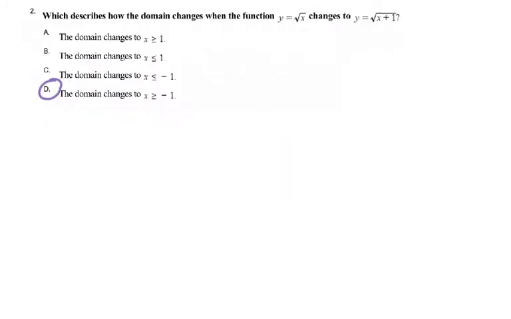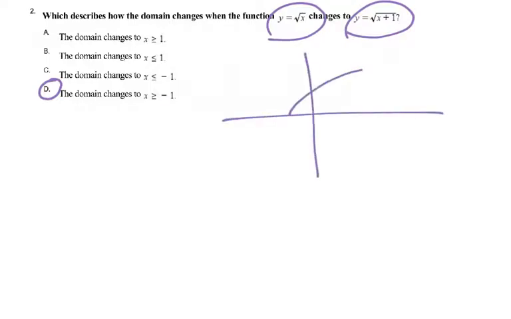Okay, then we have this one. Here's your parent function. That one doesn't really matter because you're going to change it to this function, and you're talking about the domain. If you look at this one, it actually starts right here now at negative 1. So the domain is from negative 1 and anything to the right of negative 1. Notice the way the arrow is pointing to the right, so that's why D is the correct answer choice.